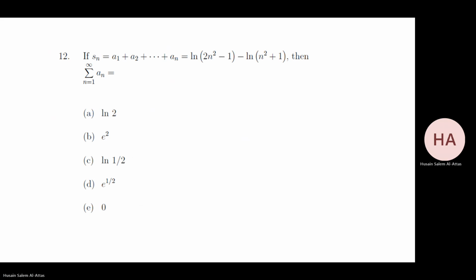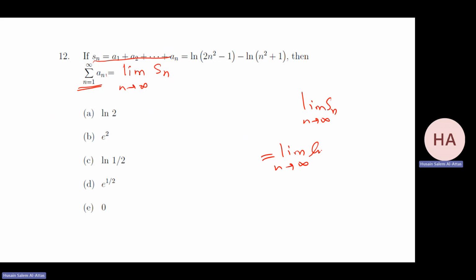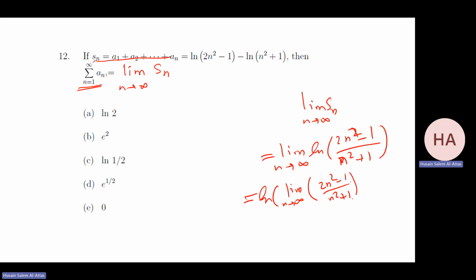Yeah. Let me do these two, then we'll stop. I have Sn. So what will be the limit? The sum of the series will be the limit of Sn as n goes to infinity. So let me do this. Limit of Sn as n goes to infinity. It will be the limit as n goes to infinity of ln of (2n squared minus 1) over (n squared plus 1). I can take the limit inside since ln is a continuous function and the limit of (2n squared minus 1) over (n squared plus 1) exists.